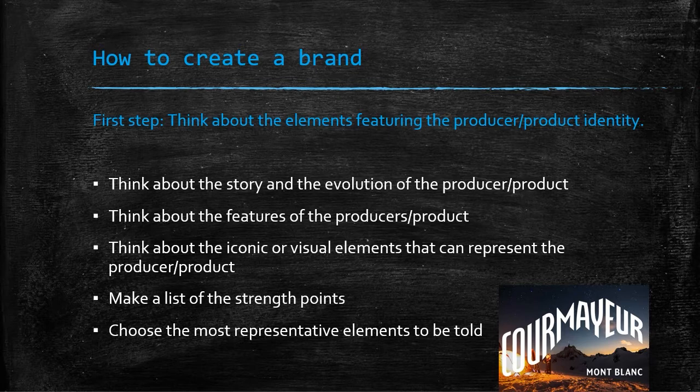Think about the iconic or visual elements that can represent the producer, product: vector, colors, object, animals. Make a list of the strength points. Choose the most representative elements to be told.